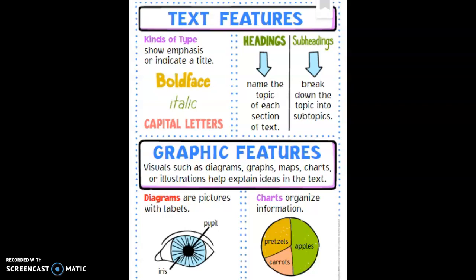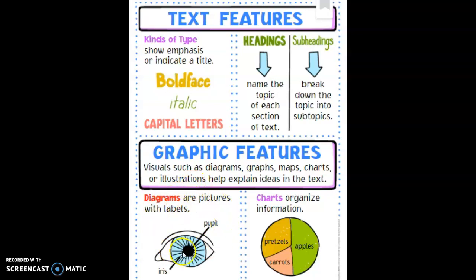In an argumentative text, we may see things like text features and graphic features. We're familiar with these and we know that they help us better understand the text that we are reading. Some examples of text features are boldface, italics or capital letters, headings, which name the topic of each section of text, or subheadings, which break down the topic into subtopics. We may also find graphic features. These are visuals such as diagrams, graphs, maps, charts, or illustrations, which help us explain ideas in the text.